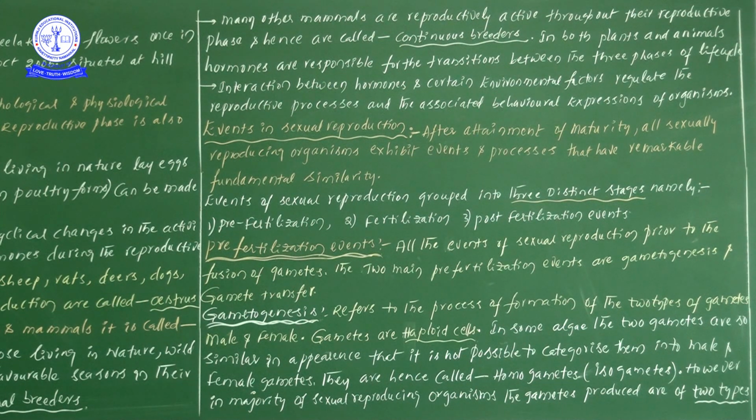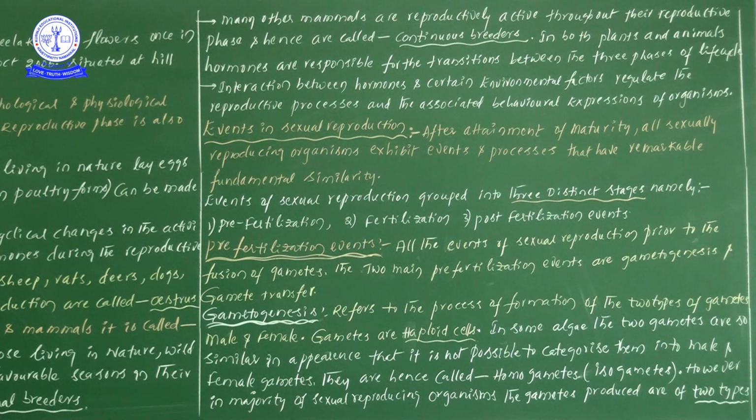So here, all events of sexual reproduction. In pre-fertilization events, what we can give importance to is the fusion of gametes. That is the main important thing, the fusion of gametes. So when the gametes are fused together, we can see the formation of a diploid zygote. So the process of fusion of gametes depends on the following characters.